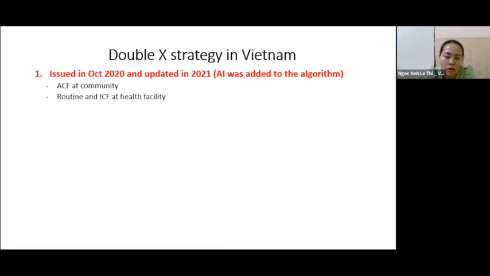The WHO issued this in October 2020, and it was updated in 2021, when AI was added to the algorithm. This strategy is applied in active case finding at communities as well as routine and identified case finding at health facilities. Next, please.